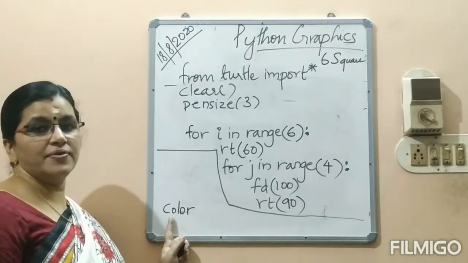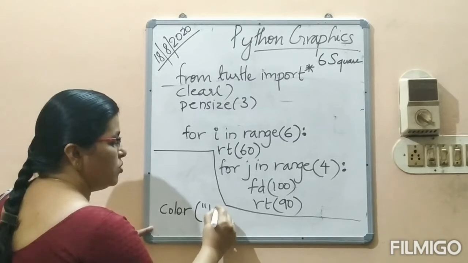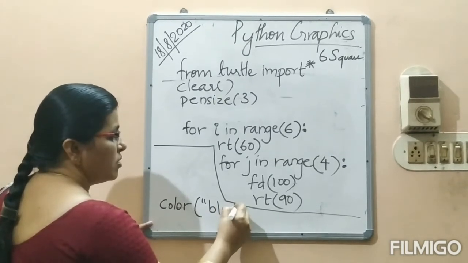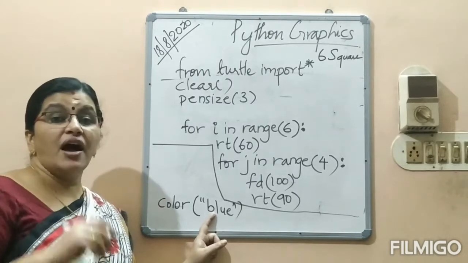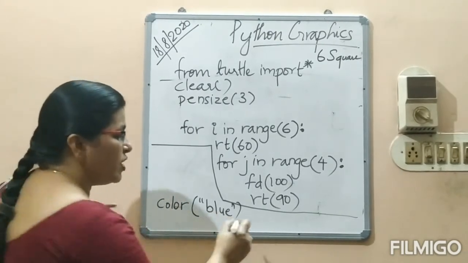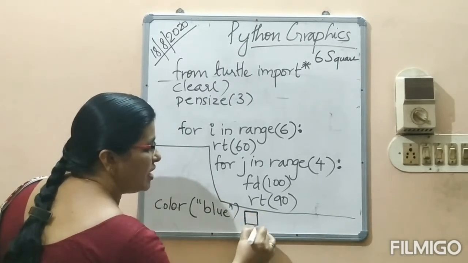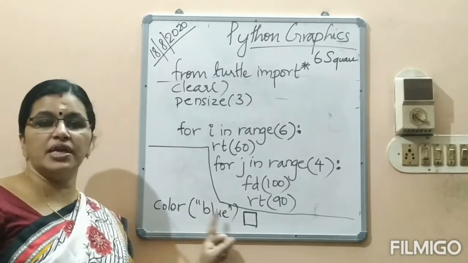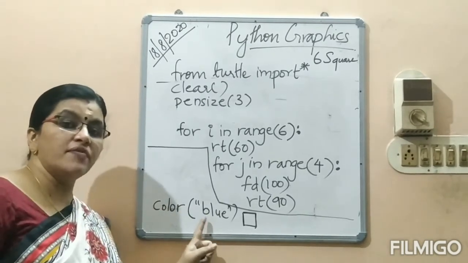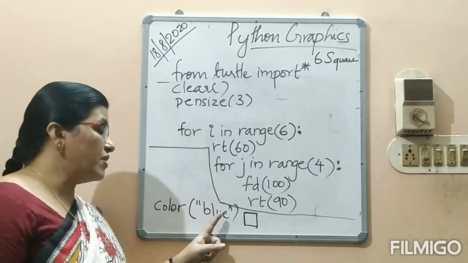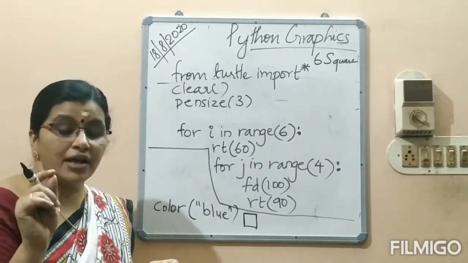C-O-L-O-R, color. Inside the color, if I am writing blue, only a particular color, it will be the outline color. What do you mean by outline color? The square and these lines will be in blue color. In the color command, if you are giving only one color, it will be the outline color.